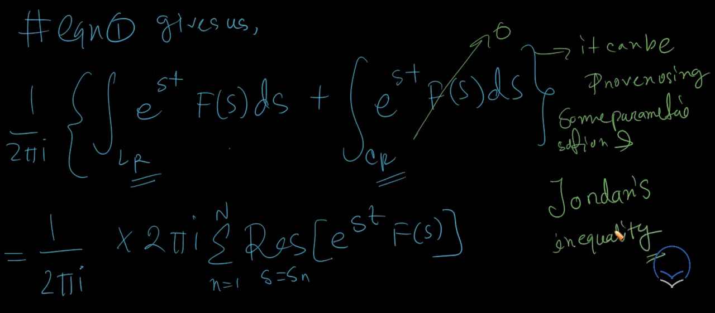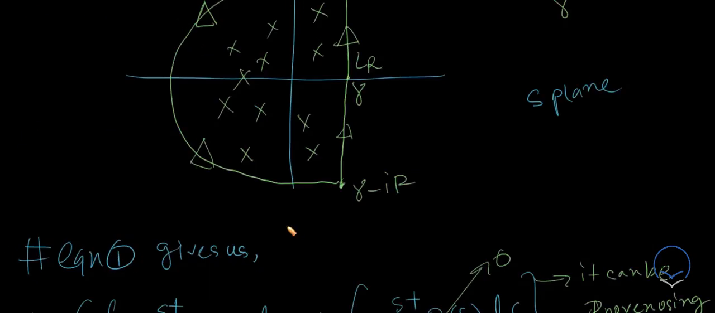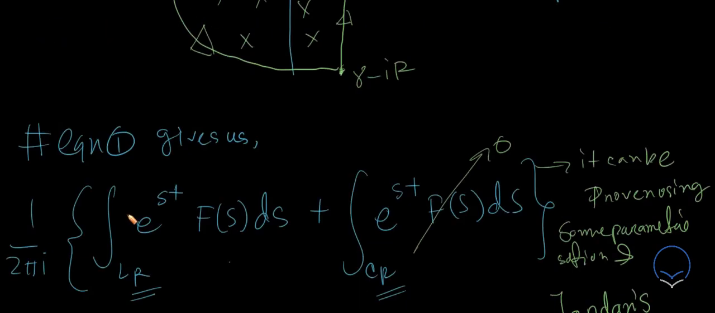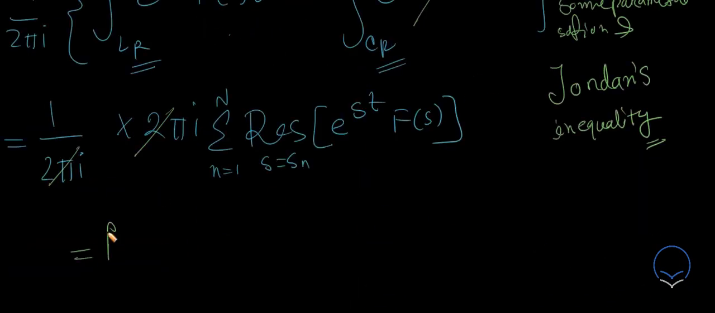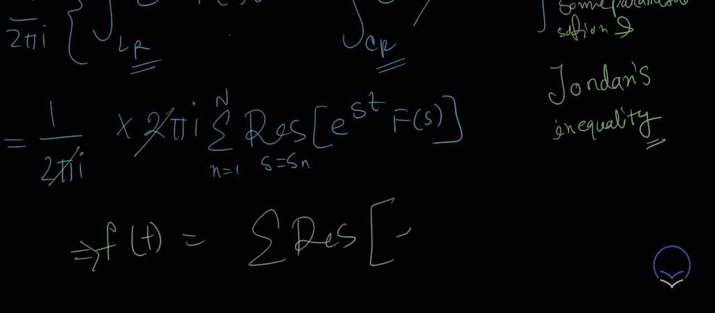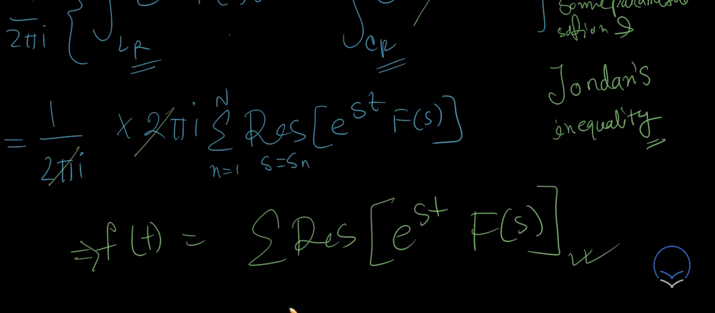Since this part goes to 0 and there's a 2 pi i over here, they will cancel each other out, right? And on the left hand side we will have our f(t). So we actually have f(t) equals the sum of the residues of e to the power st F(s), and that's it. That's all we need to do to find the inverse Laplace transformation, or so to say, to solve the Bromwich integral. So this is the key formula that will be useful.